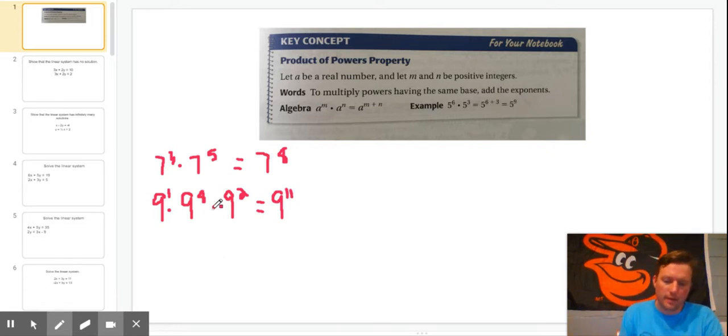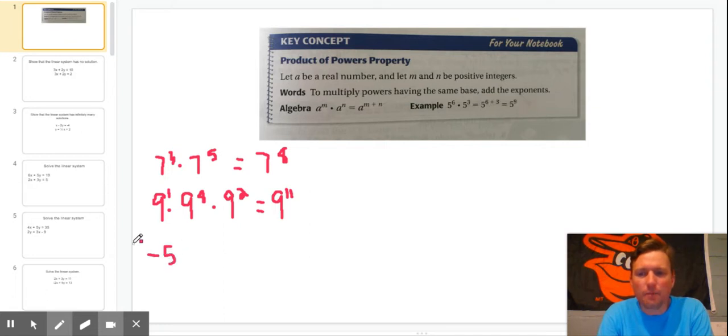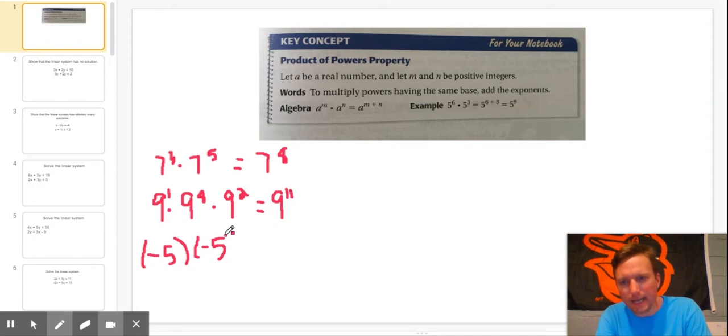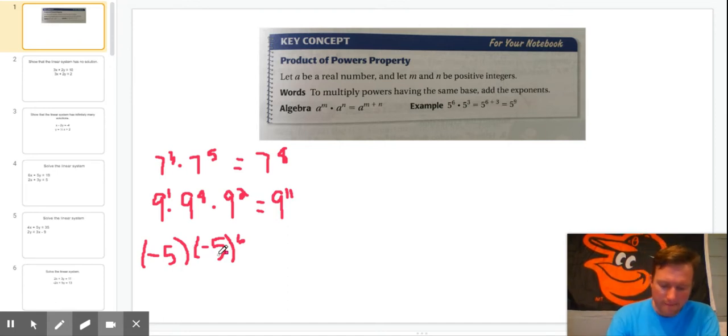Okay, excellent. Now the last one is when we deal with negatives. Still multiplying. I have negative 5, we could throw some parentheses around here, times negative 5 to the power of 6. Now, similar to what we just did, when we have negatives, this negative 5, we would think about it as having an exponent of 1. Again, negative 5 to the power of 1 is the same as negative 5. We're not changing the value. We're just expressing it a little bit differently. So we have that 1 there.